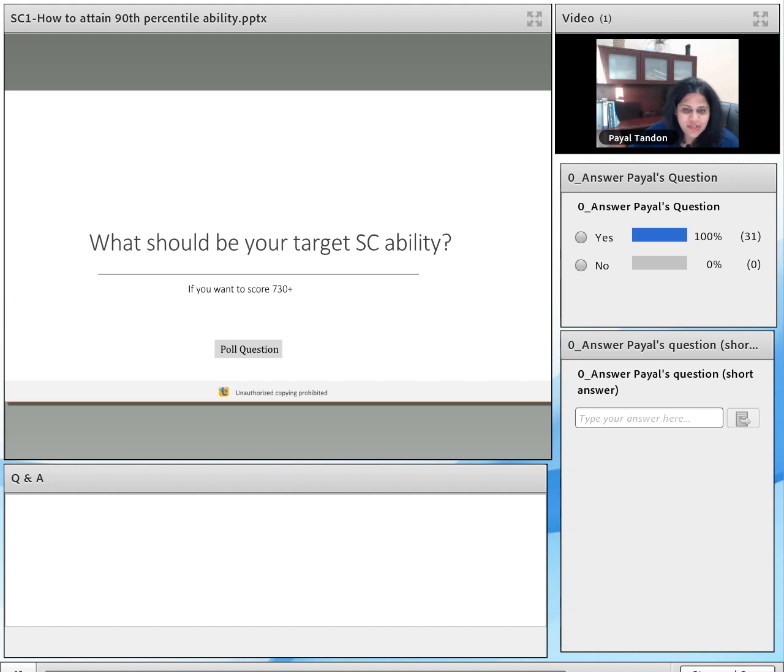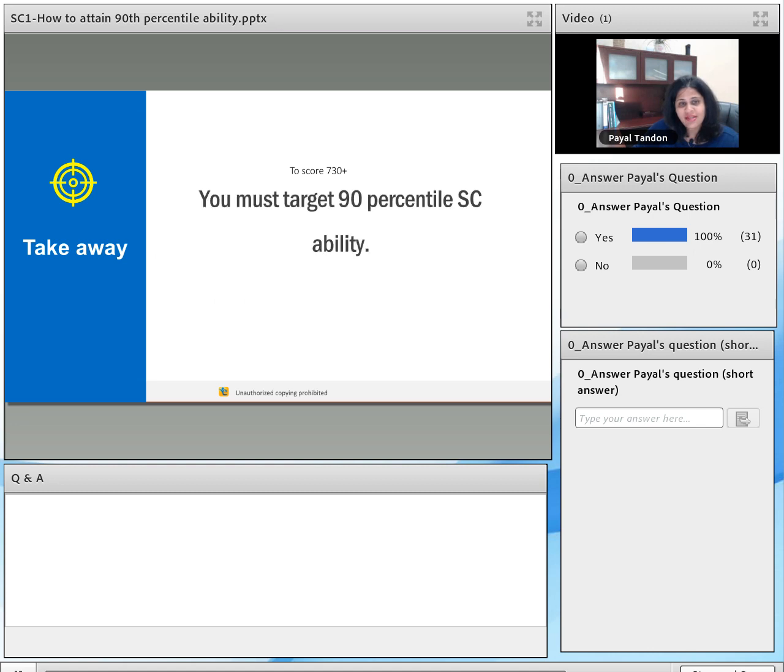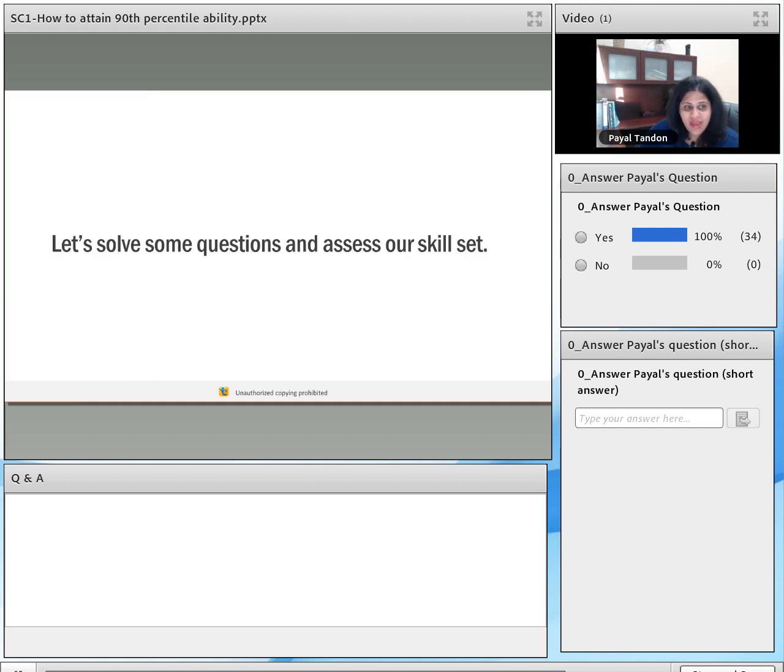Okay, so good. Okay, now given that your target score should be 730 plus, what should be a target sentence correction ability? Okay, the answer to that question is your target sentence correction ability should be 90 percentile. Okay, that is what you should aim towards.